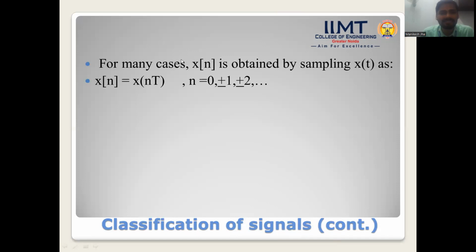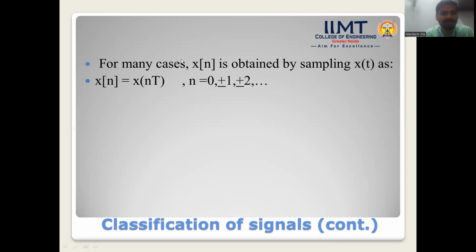So basically, is there any relation where we have a continuous time signal and we want a discrete time signal from that continuous time signal? Yes, there is one relation, and this process is known as sampling. Sampling is a process in which we convert the continuous time signal into a discrete time signal.